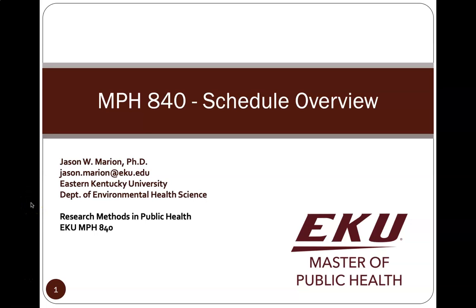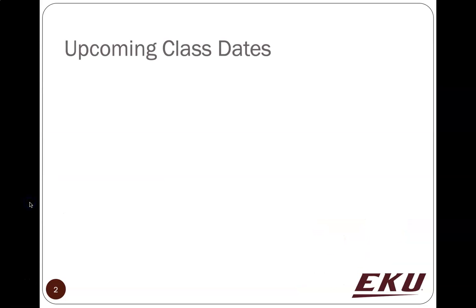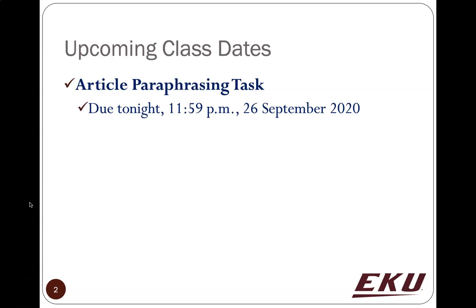In the next few minutes, we will review the items that are needing to be done for MPH 840. So, some upcoming class dates. Number 1, the article paraphrasing task. This is the second one. It will be due tonight by 11:59 p.m., as in Saturday, September the 26th.